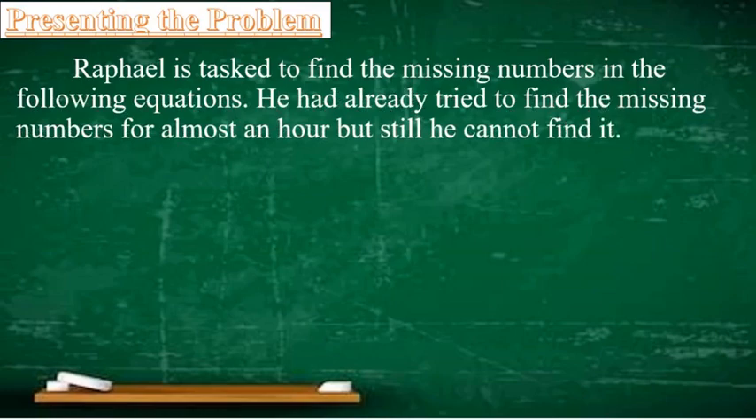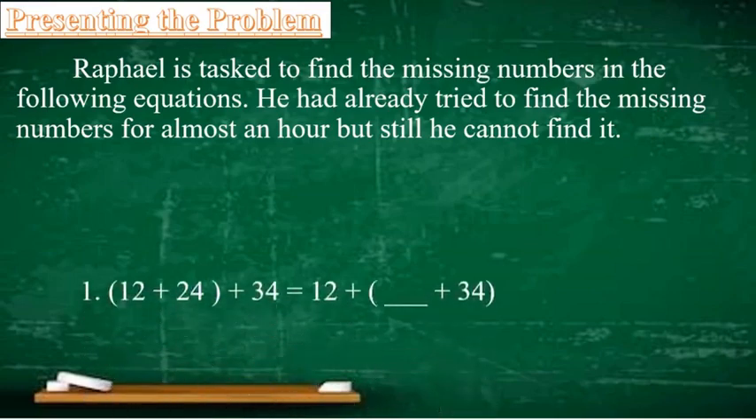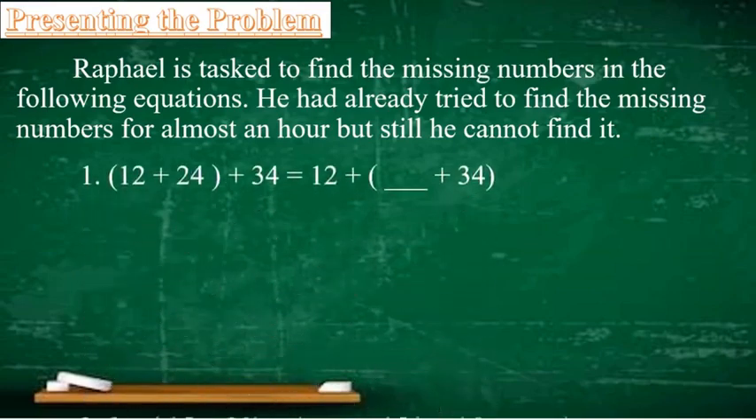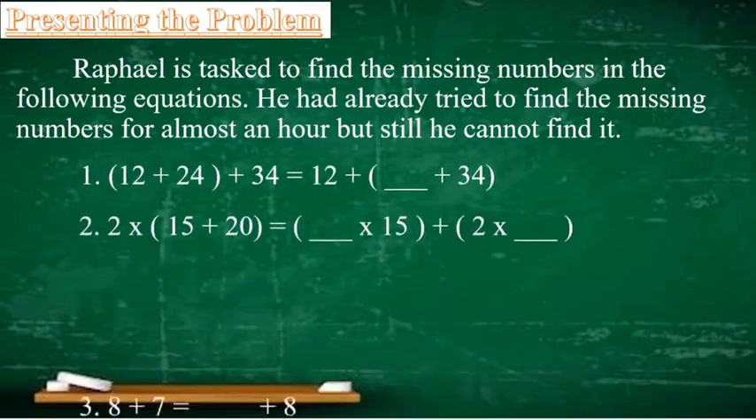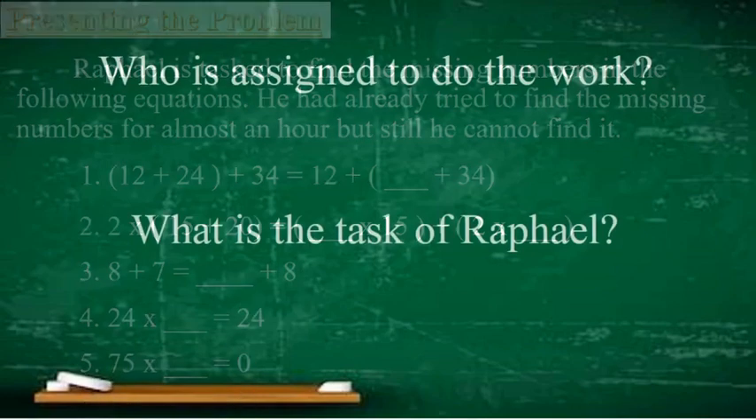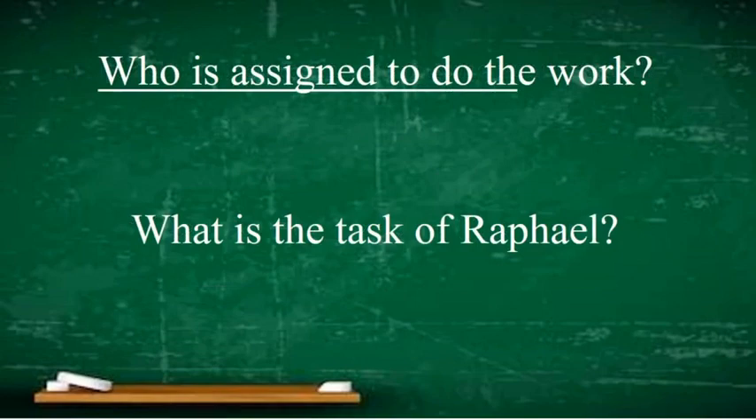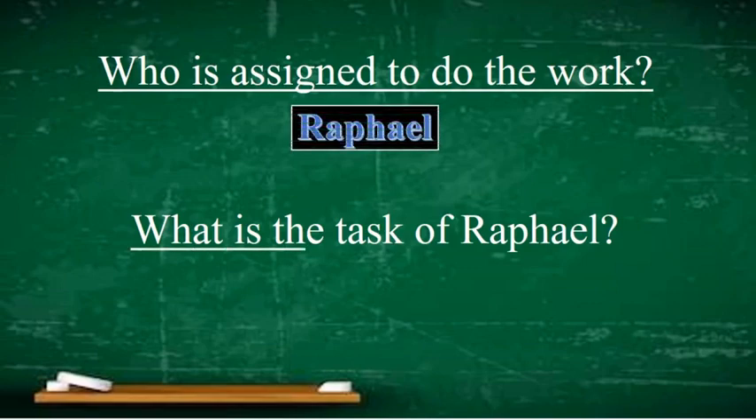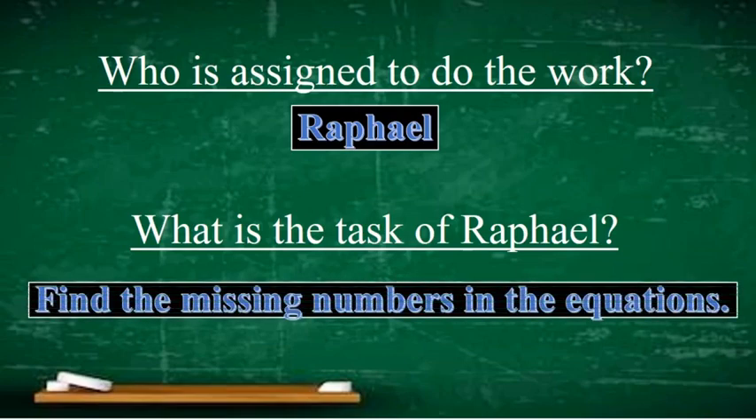These are the equations. Number 1, number 2, number 3, number 4, number 5. Who is assigned to do the work? Yes, Raphael. What is the task of Raphael? The task of Raphael is to find the missing numbers in the equations.